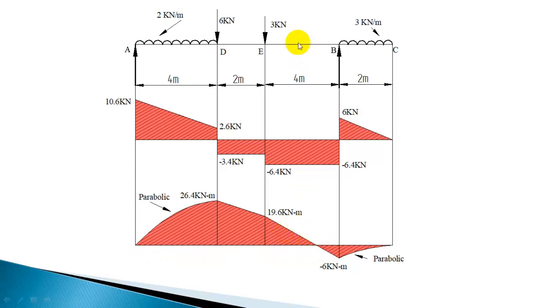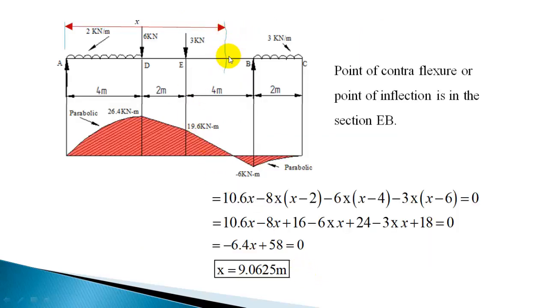This point is coming in the section EB, so for the section EB you write down the bending moment equation and then equate that bending moment to 0, because at this point the bending moment is 0. So let us write down the bending moment equation for that section. I am taking a section here at a distance x from the left end. My intention is to find out x, at what distance x this bending moment is coming to 0.